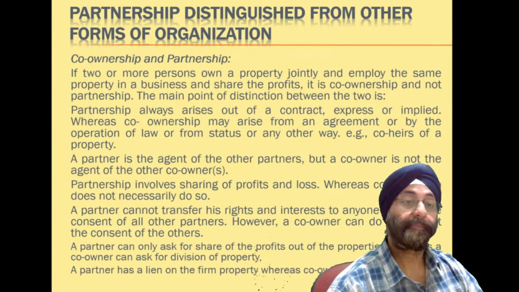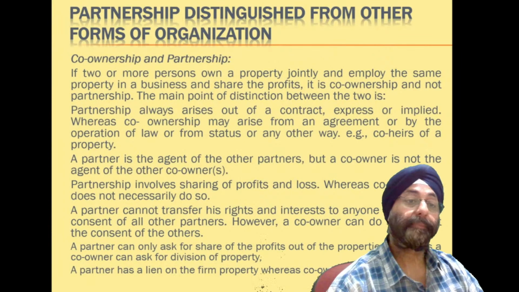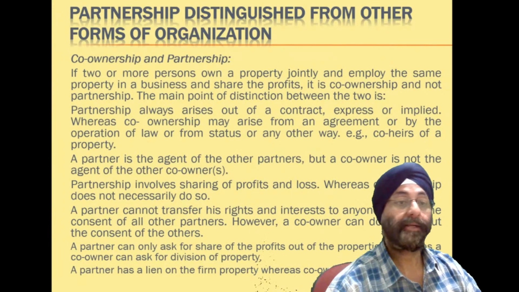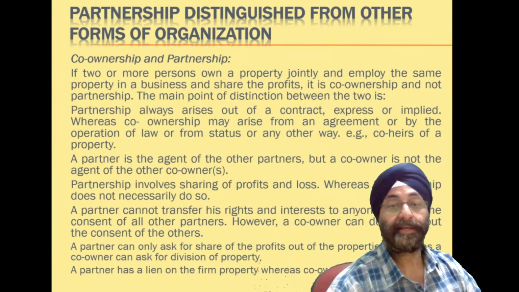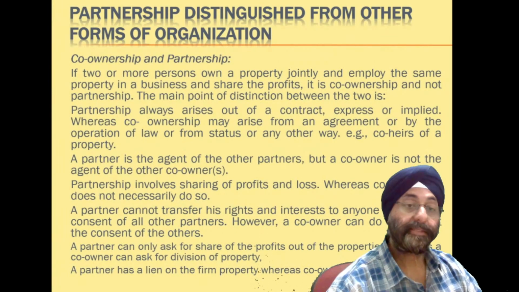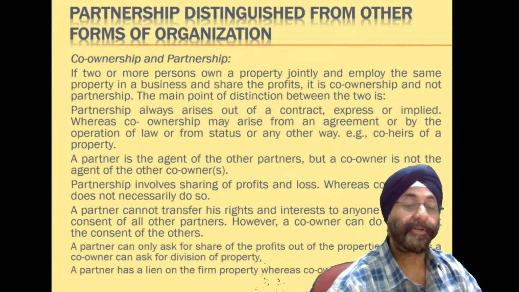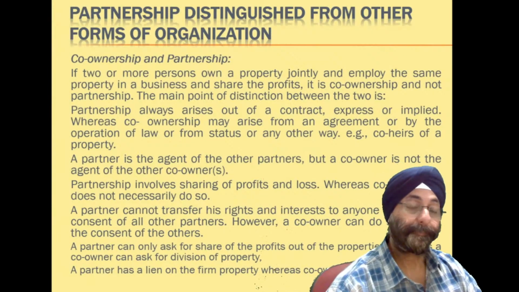Co-ownership and the partnership. If two or more persons own a property jointly and employ the same property in a business and share the profit, it is a co-ownership and not a partnership. The main point of distinguishing between the two is partnership always arises out of the contract, express or implied, whereas co-ownership may arise from an agreement or by the operation of the law or from status or any other way out.